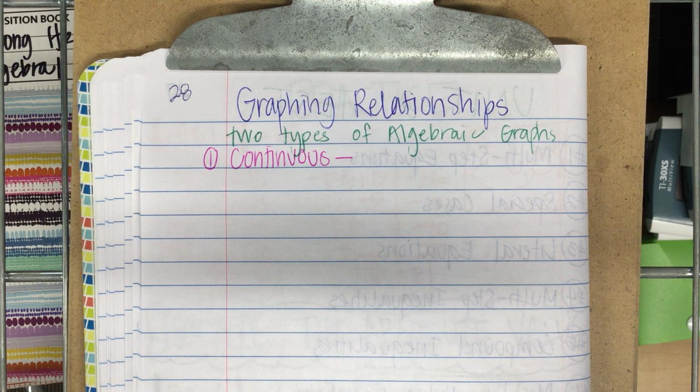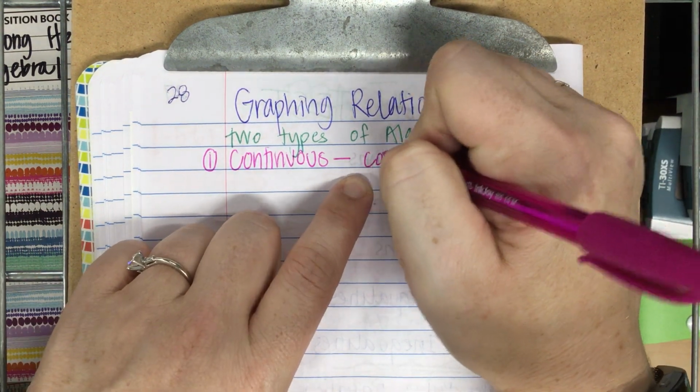What does it mean if something continues? Never ends. It never ends, it goes on, right? What kind of graph do you think it would look like if it was continuing? A line. Continuous graphs are connected.